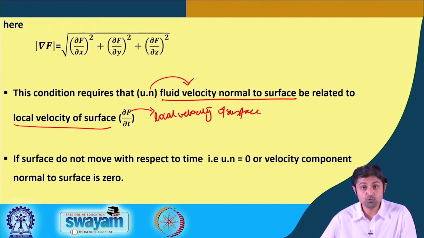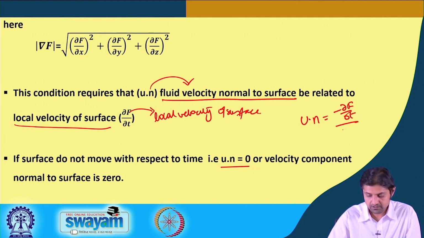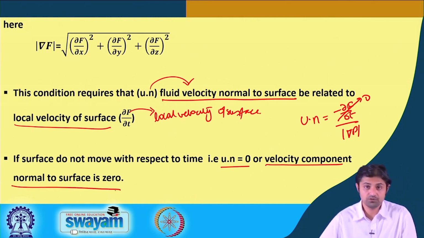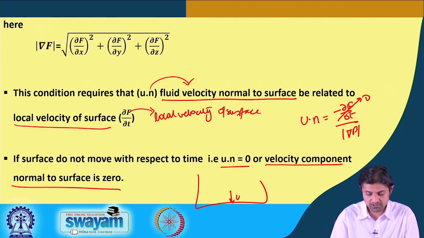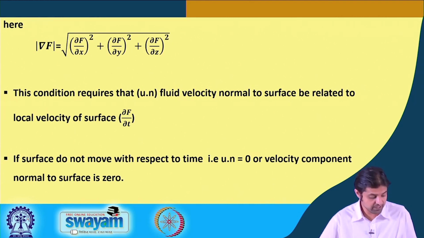Let us say the surface does not move, that means it is fixed with respect to time, that is, the local velocity of the surface is 0. If it does not move, then this term is 0, which means u dot n is equal to 0, or in other words, the velocity component which is normal to the surface is 0. We have seen this, that when we assume a fixed surface like the river bed or the sea bed, I drew a diagram and said the velocity here will be 0. We just used to say that, but now we have proved that the velocity component normal to the surface will be 0.